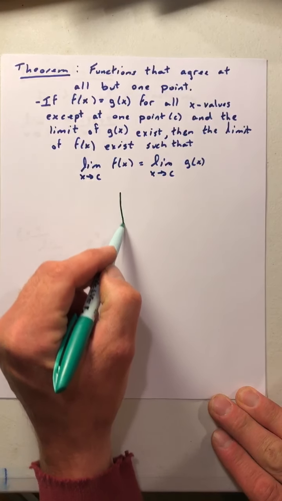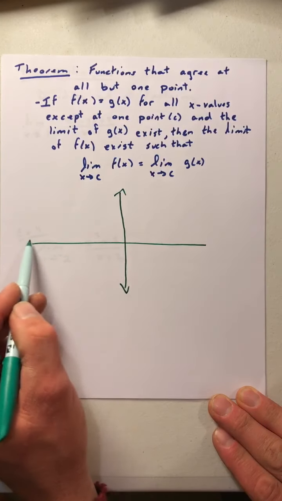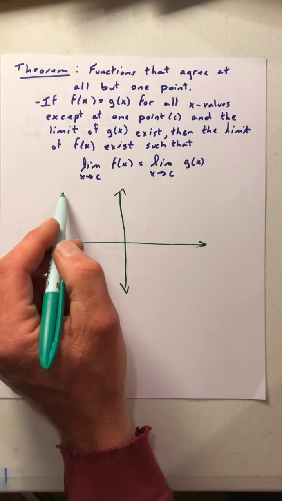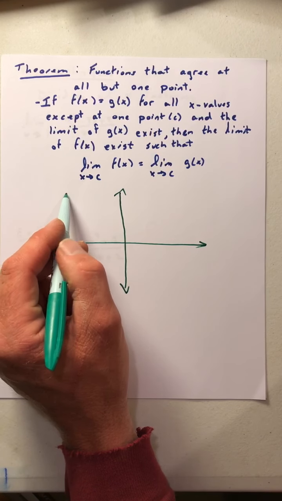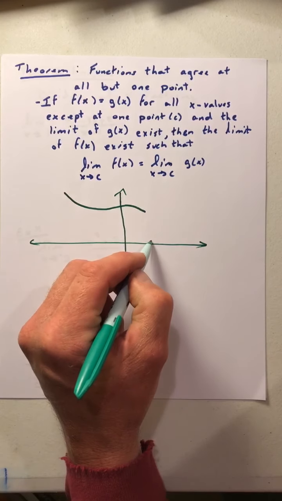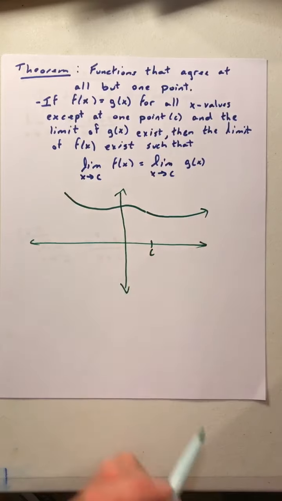Well, as always, I will give you a graphical representation so you can visualize what that means. So we have a function, f of x. Maybe f of x comes in like this. We're going to put c in here. And then we're going to come out like this maybe.